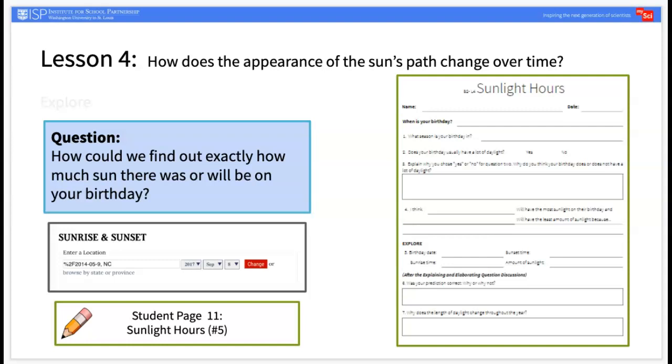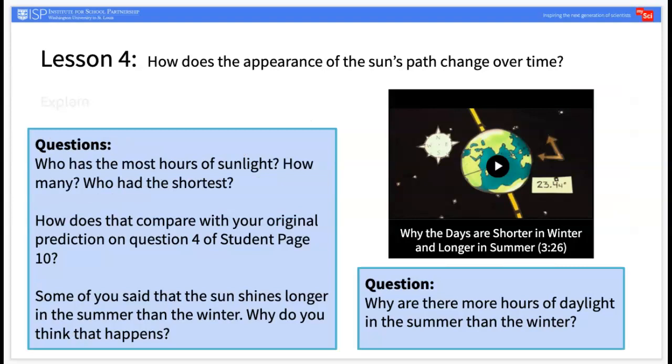In the Explain portion of this lesson, students will determine which month experiences the most hours of sunlight and the least amount of sunlight, and how this compares to their original prediction from the Engage. Students will also begin to discuss why they think this pattern occurs. They will then watch a video to obtain information about what causes these patterns in daylight hours. Students should recognize that the Earth's axial tilt and the Earth's revolution around the Sun cause variations in day length over the year.